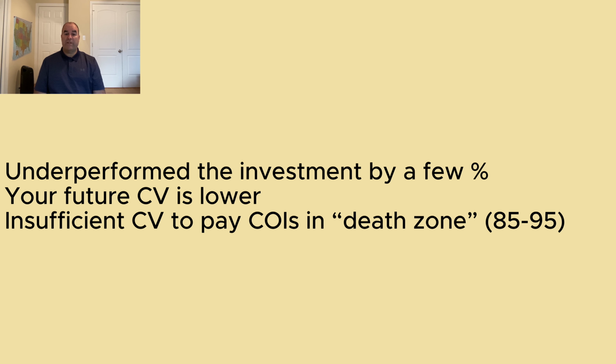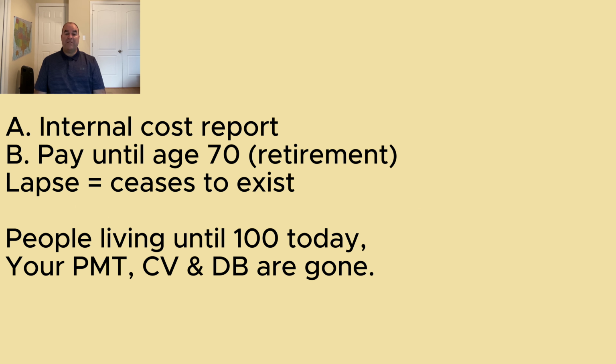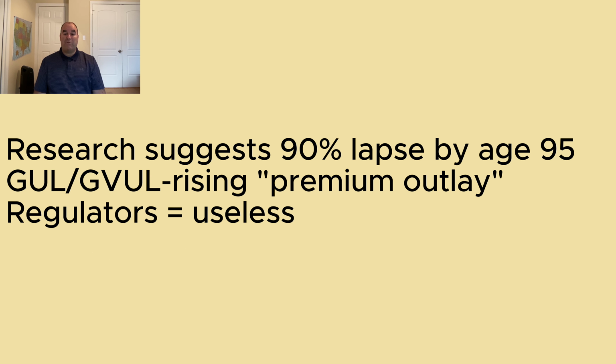On your in-force illustration, request the internal cost report to see all the fees you were never shown at the point of sale, and an additional report paying only to age 70, since in retirement you don't want any outgoing premiums since you're on a fixed budget. And if you see a zero anywhere in the death benefit column, it means your policy has lapsed or ceases to exist while you're still alive, which defeats the notion that this is a permanent life insurance policy. That means your payments, cash value, death benefit are gone. That is unconscionable. My research suggests, unfortunately, that this will lapse for 90% of you by age 95, and probably a little bit higher percentage by age 100.